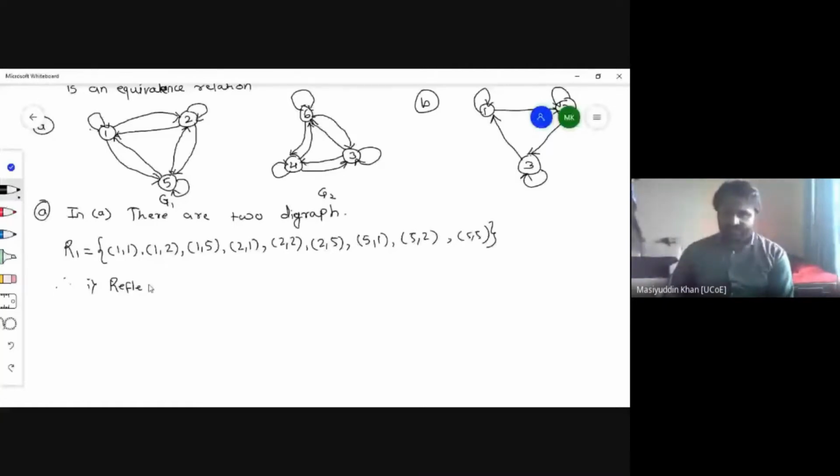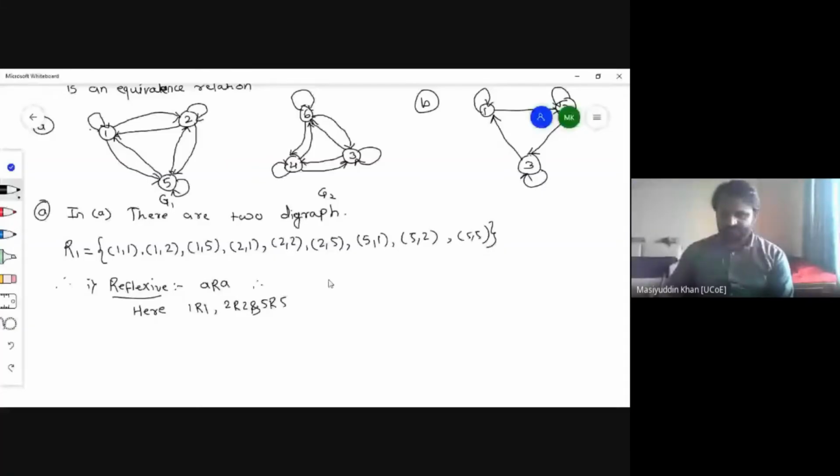Reflexive means you always remember, according to the definition of reflexive, A is related to A. Here, 1 comma 1, 2 comma 2, or you can directly define it like this: 1 is related to 1, 2 is related to 2, and 5 is related to 5. Therefore R is reflexive.